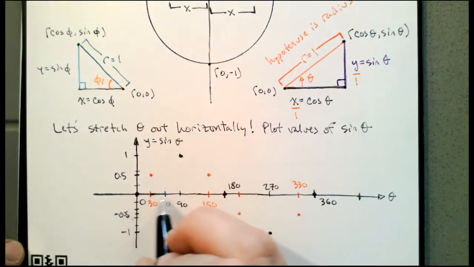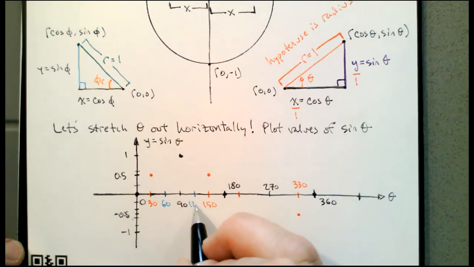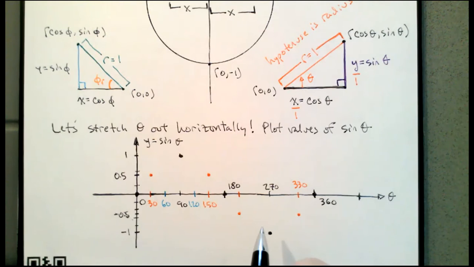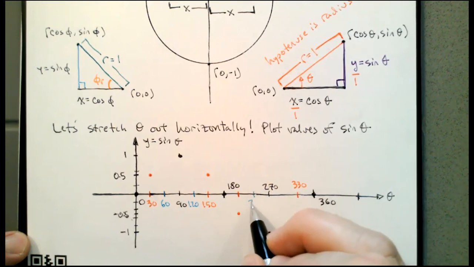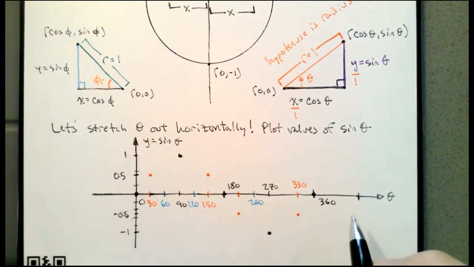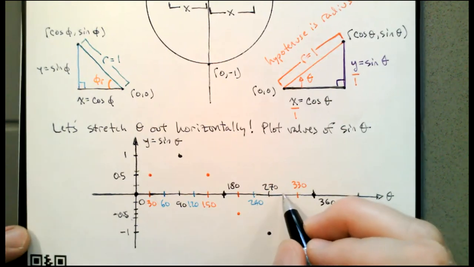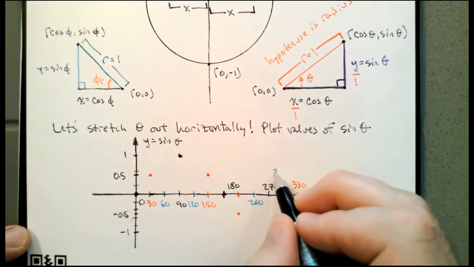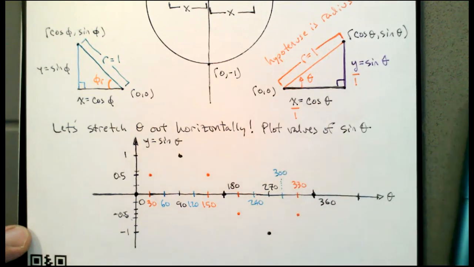But we have 0, 30, 60, 90, then 120 is a 60 degree reference angle in the second quadrant. 240 is a 60 degree reference angle in the third quadrant. And 300 will be my 60 degree reference angle in the fourth quadrant.